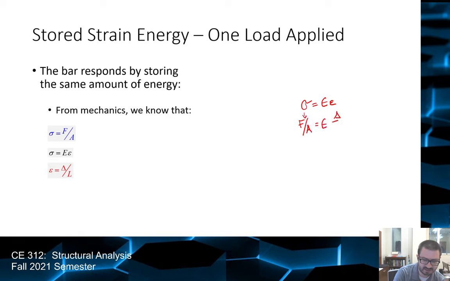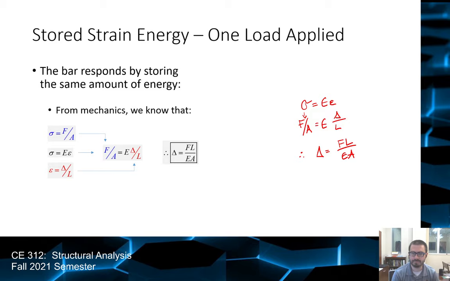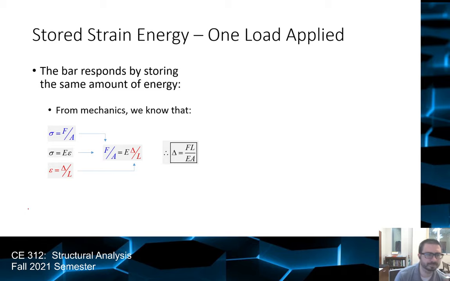Call this delta over L. And then just solve for delta, you're going to get delta equals FL over EA, right? Just divide both sides by E, multiply both sides by L. And that's exactly what you get right here. Just take that and solve. Pretty straightforward. I don't think there's anything too terribly complicated about that.